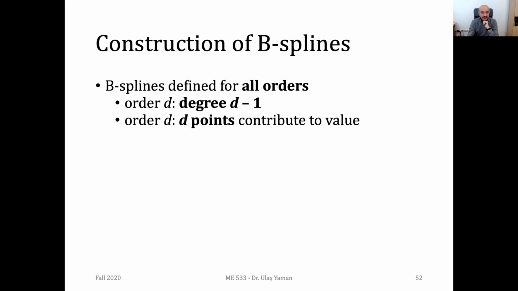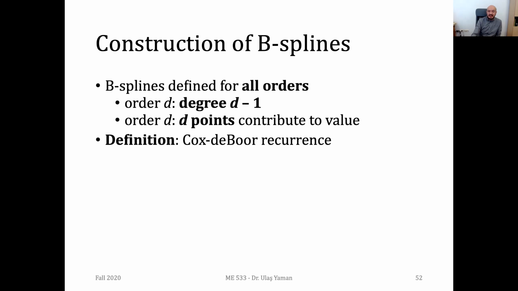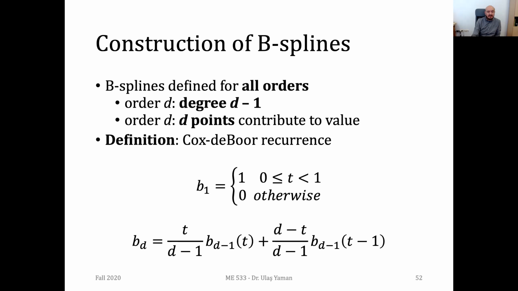These are the terms we're going to use. Once you say order D, that means its degree is 1 less than that. If you have an order D, then you have D points which are contributing to a specific value of the spline. And for that purpose, we will be using a mathematical recurrence called Cox-de-Boer. This is the main equation, and it defines the basis functions we can use for the B-splines.